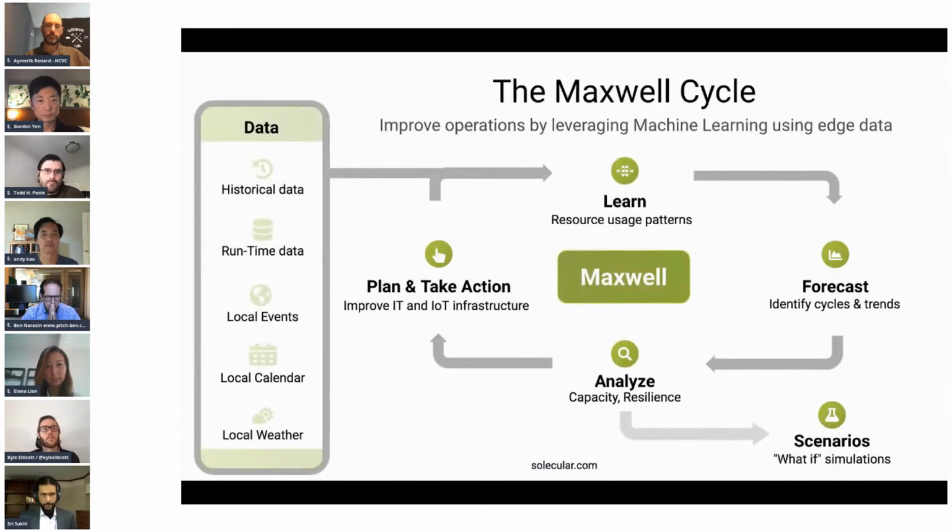How does Maxwell work? So on the left, you see various sources of data. So including the organic data from the IT infrastructure that we talked about, which is in the categories of historic and runtime ongoing data. There's also local events in each geography and understanding the local calendar and even understanding the local weather. All of this can affect the amount of compute and network use that happens at each geography. So this data is used to learn patterns in our neural network.